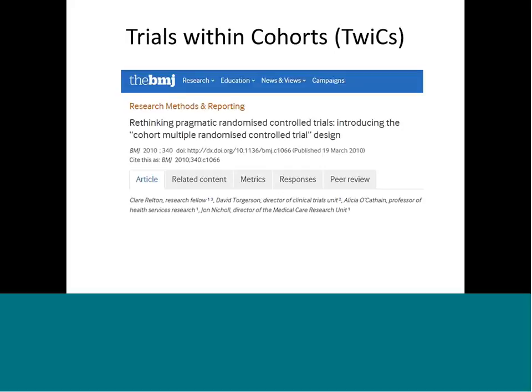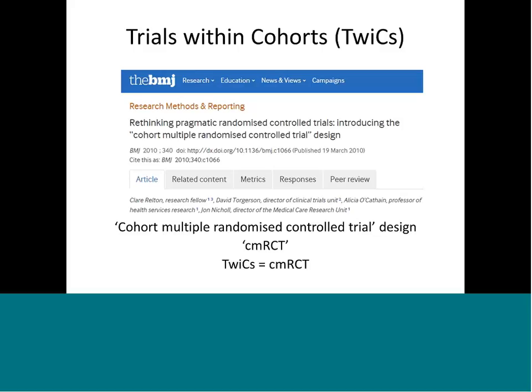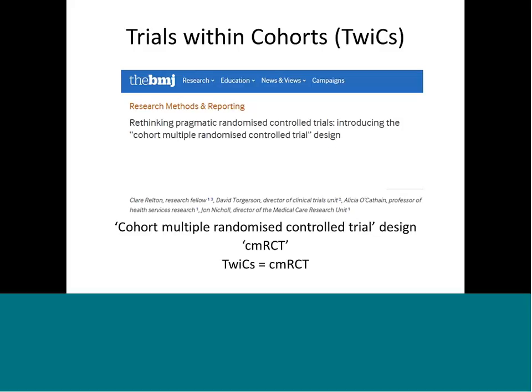We first published the methodological article describing the design in the BMJ in 2010, and the title of the article was Rethinking Pragmatic Randomized Controlled Trials, introducing what we then called the Cohort Multiple Randomized Controlled Trial Design. It was a terrible name, nobody could ever remember it. So people sometimes refer to it as the CMRCT, the Cohort Multiple Randomized Controlled Trial Design, and in the last couple of years we've just used the abbreviation Trials Within Cohorts. So if you hear those phrases, Twix and CMRCT, they're basically the same. Apologies for all the language issues there.